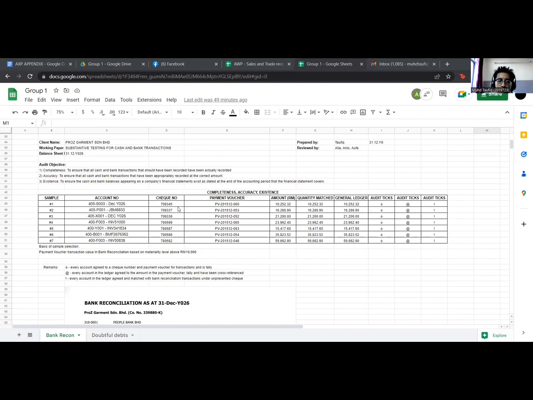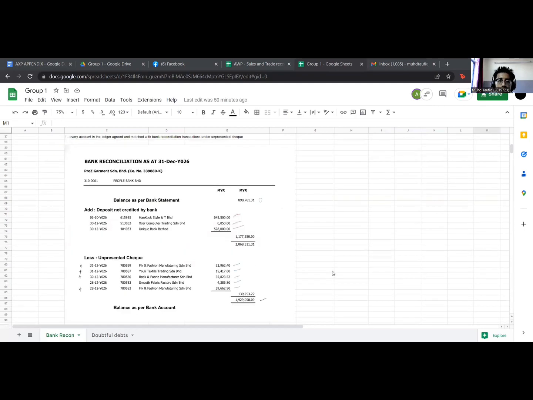Between the check number and the payment voucher, we can see that the amount is stated here, and the amount is matched between both source documents, and also matched with the general ledger in the credit column. As for remarks, every account agreed to a check number and payment voucher for the transaction and is tallied. Every account in the ledger agreed to the amount in the payment voucher and has been cross-referenced. Third, every account in the ledger agreed and matched with bank reconciliation transactions under unpresented check.